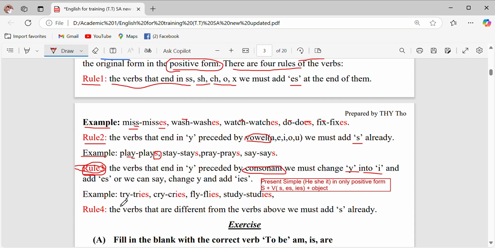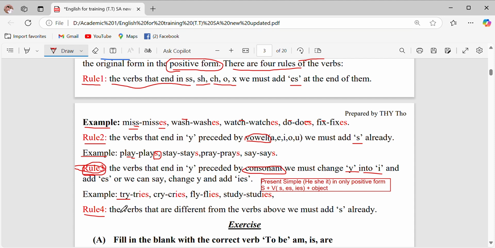Take a look at the verb try. You see y at the end, preceded by a consonant, so tries. Cry, cries. Fly, flies. Study, studies. I hope you understand this clearly. For today's exercise, we have just this and the last rule of how to use the verb in the third person singular he, she, it.